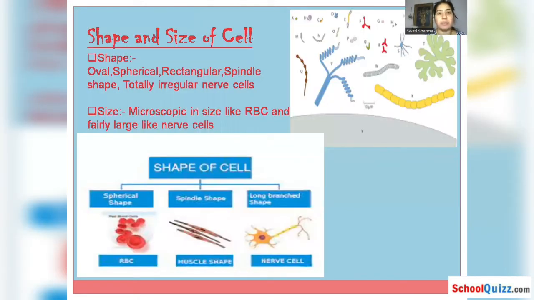On the basis of shape and size, cells can be oval, spherical, rectangular, spindle shaped, or irregular in shape. And if we talk about size, they can be microscopic, like RBC, to fairly large, like nerve cells. The importance of this shape and size we are going to see when we see the differences between plant cell and animal cell, how there is a difference in size between the various types of cells which are present.